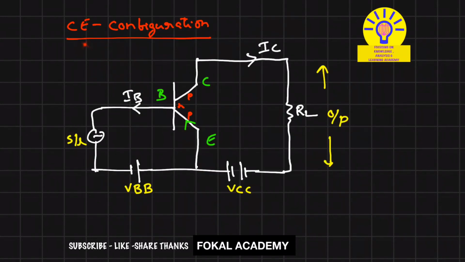This is the CE configuration. In this circuit, I have also used a PNP transistor. The emitter is grounded, the base is given the input signal, and the output is collected at the collector. So here output current is IC and input current is IB. Output current by input current, IC by IB, is called beta. So it is called the base current amplification factor.